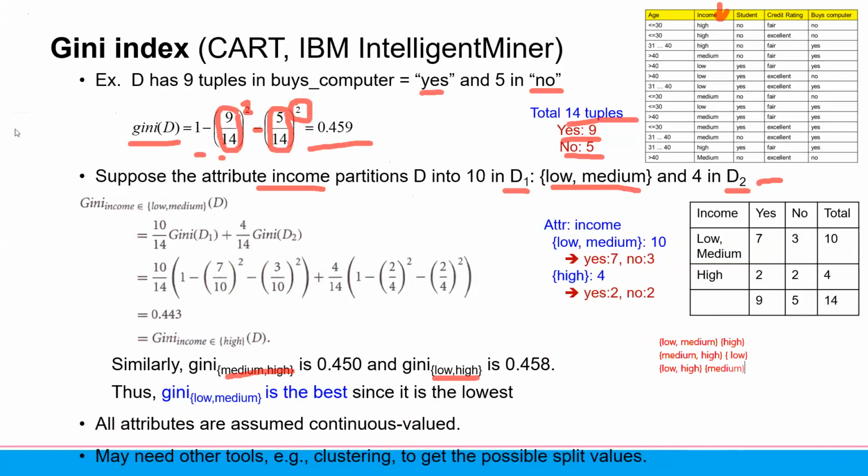Now let's check the first one. We want to check the low, medium, and high. So when we know that the low and medium, we need to check how many yes and how many no.